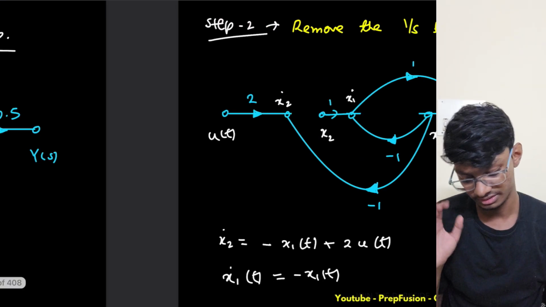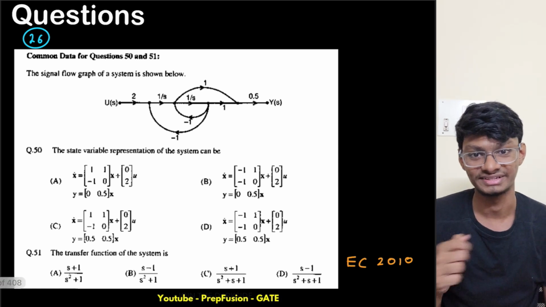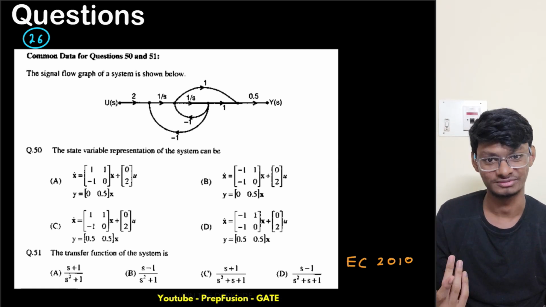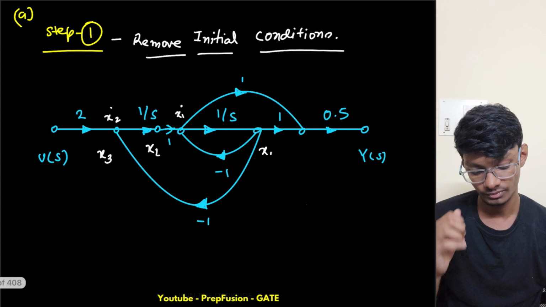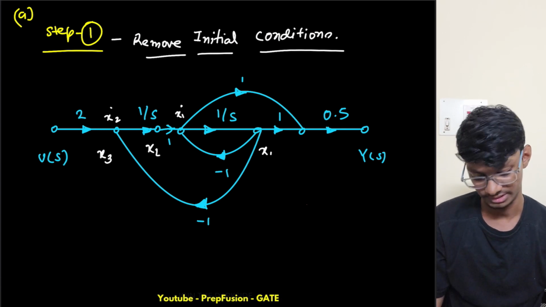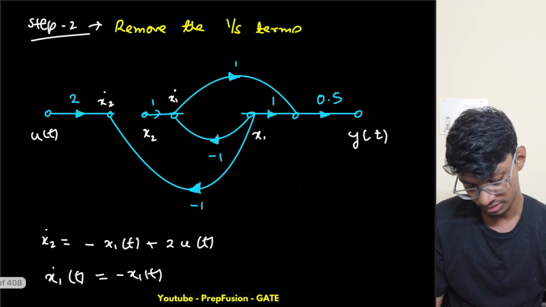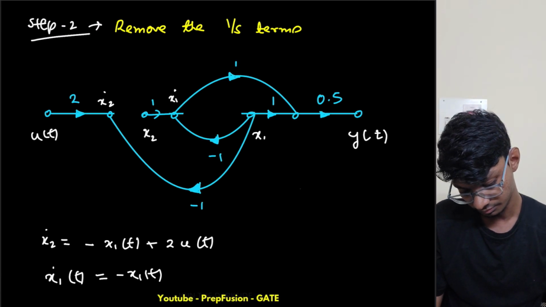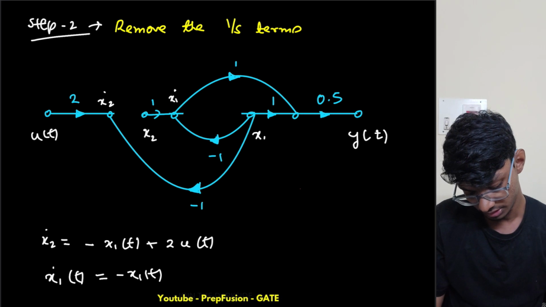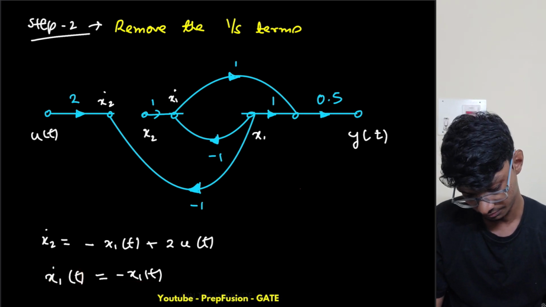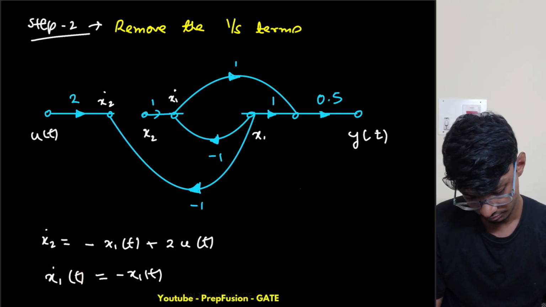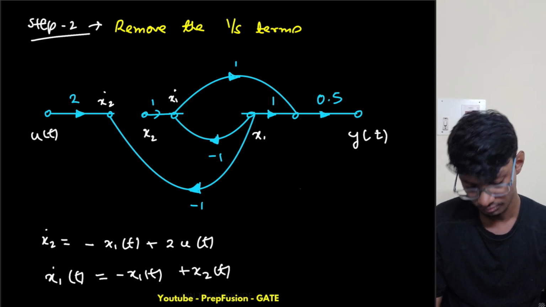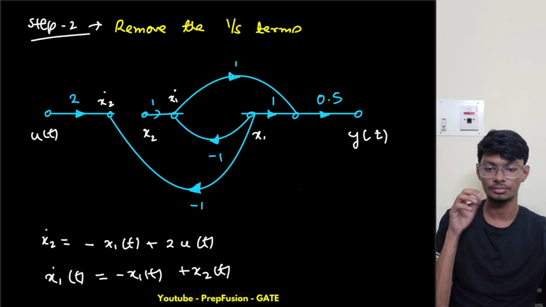This is what the GATE exam is all about. It's about a trap. I also fall into the trap sometimes, everyone does, but you have to minimize it. So this is x2 and x1 dot. This x1 dot equals minus x1 plus x2 plus x2. This is how you won't make any mistake.